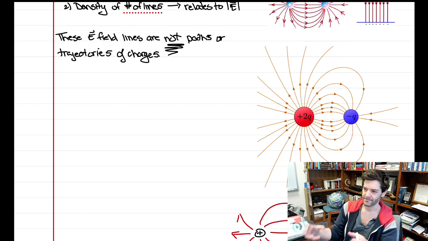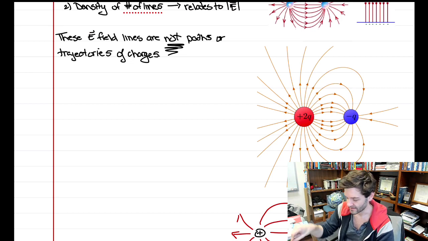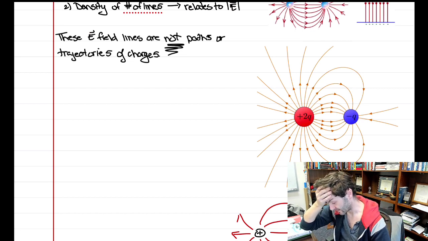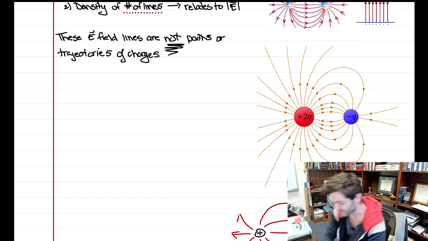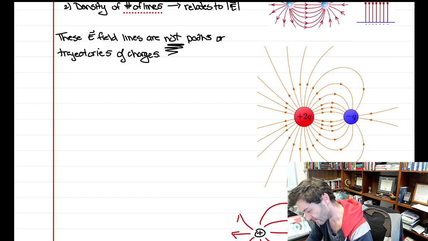Again, that's why I like the vectors better, because the vectors are drawing little arrows at every point. And essentially if you connect all the arrows, you get these electric field lines, more or less. Then you add in the density. But again, these aren't paths. They're just telling you the direction and overall magnitude of the electric field.